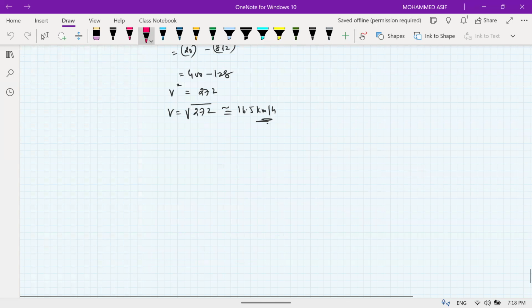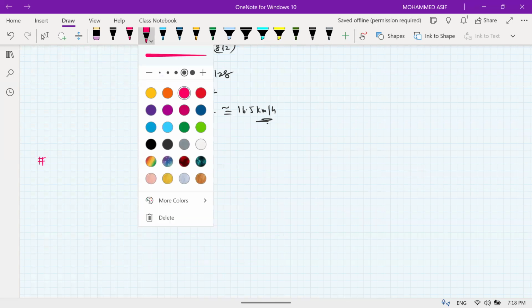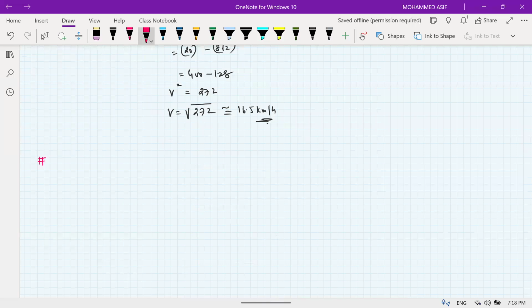Take the next heading, beta. Motion of planets and satellites.